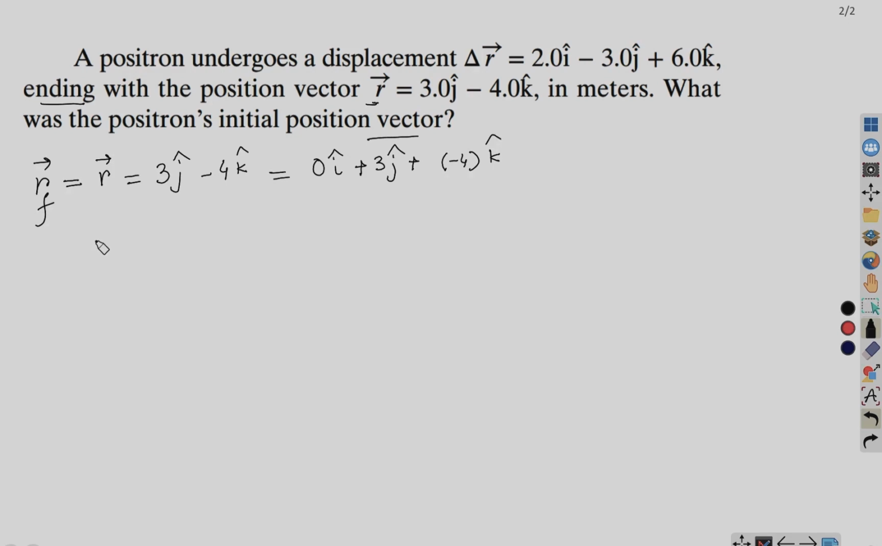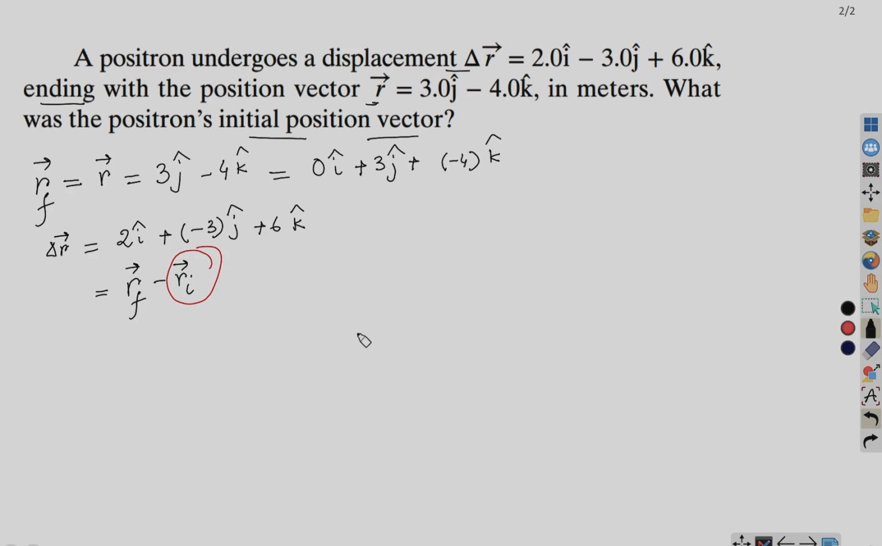Okay, and the change in displacement is delta r vector given by 2 i cap plus minus 3 j cap plus 6 k cap. And we know that we can write this in this way from the definition. Yes, as we have seen in our last problem. Now in the question they have asked what is the positron's initial position vector, that is we have to determine this one, right?